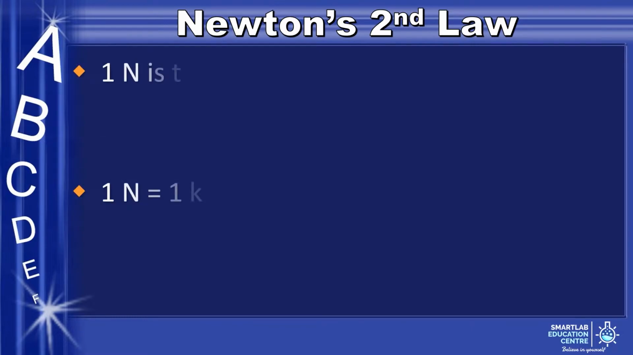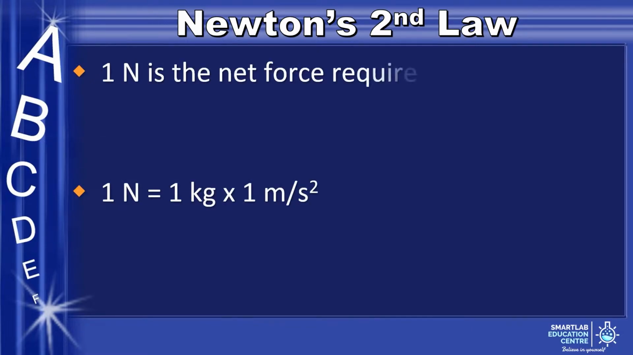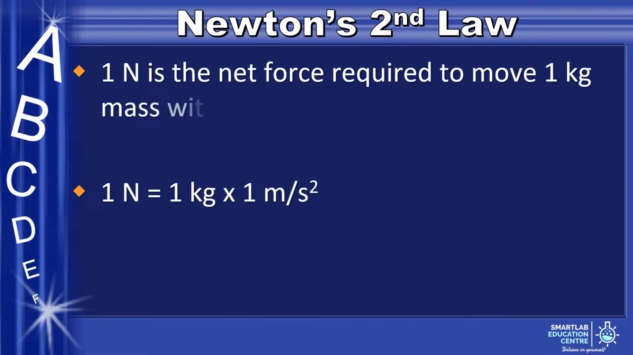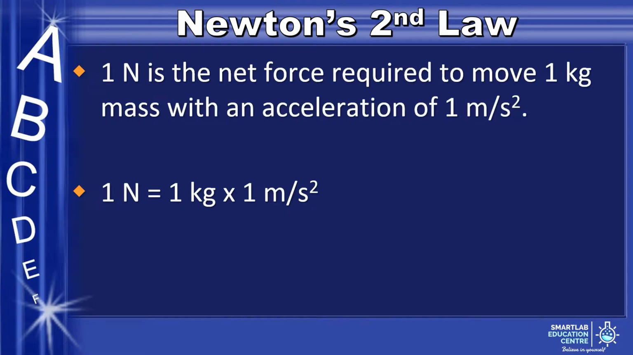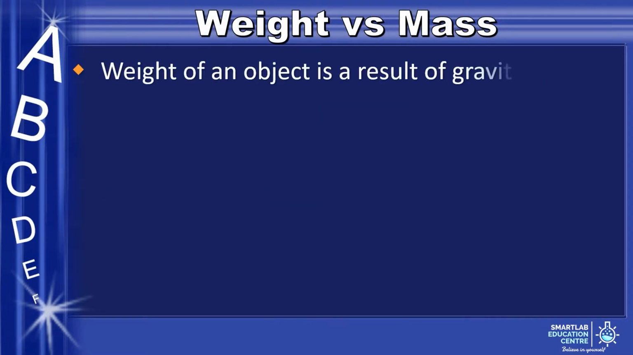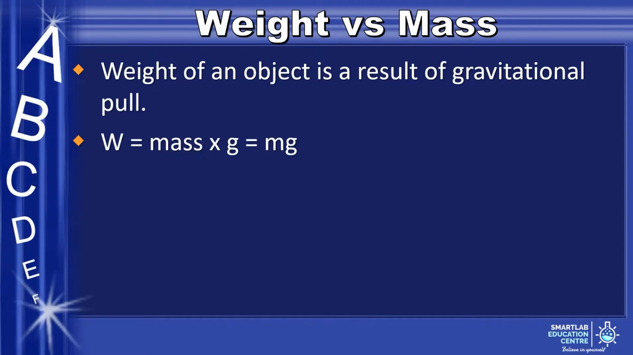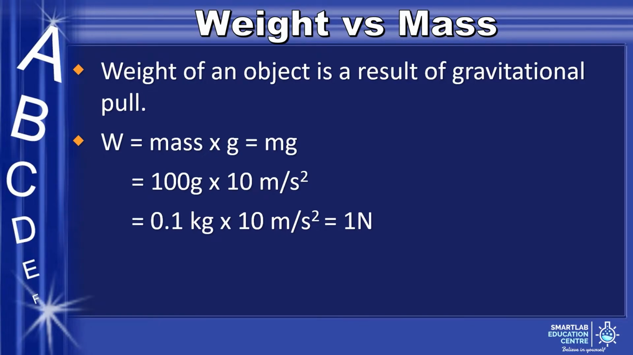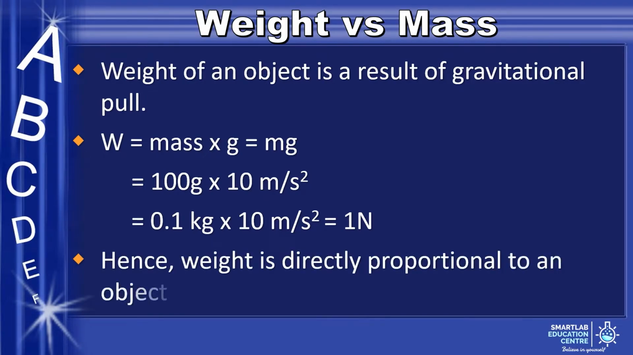Based on the definition, we can also say that a newton is the net force required to move 1 kilogram of mass with an acceleration of 1 meter per second squared. Weight of an object is a result of gravitational pull, and using F equals ma, we can calculate weight, which is the product of its mass and the gravitational acceleration. On Earth we can see that 0.1 kilogram of mass is 1 newton. We can say that the weight of an object is directly proportional to an object's mass.